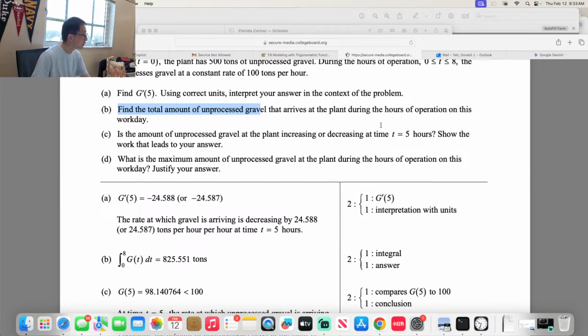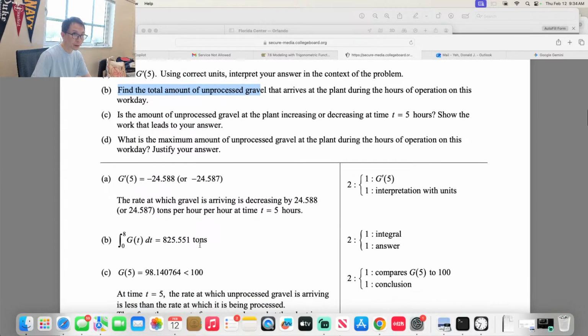Yes. On 8, they didn't get the number, but they put the tons per hour. Can I still give them the point? They didn't get the answer, but they got the tons per hour. No, because they need to have an answer to have an interpretation. Sorry, but that's the way it is. Negative means decreasing. All right, let's keep it going.